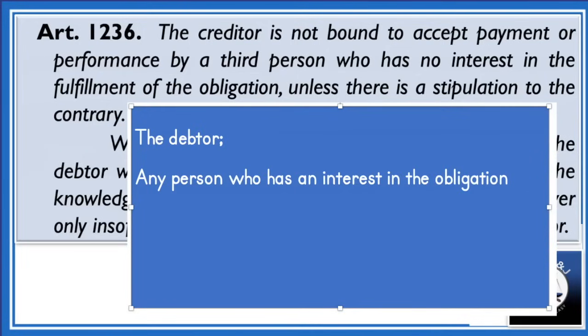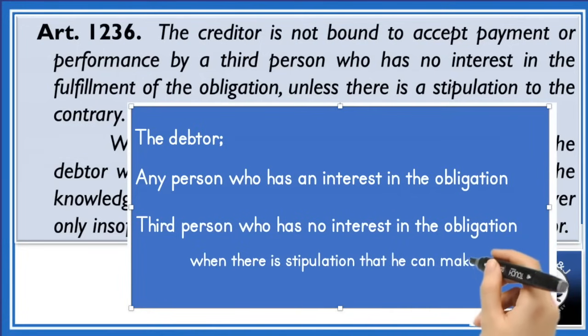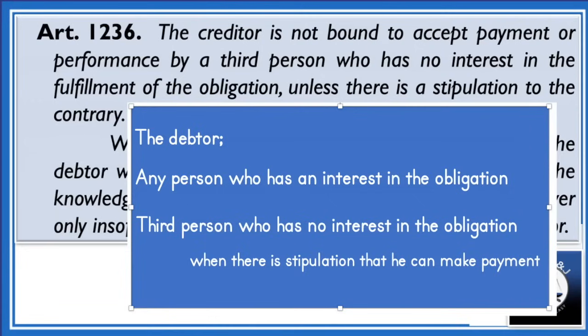Then, third, the creditor is also bound to accept payment from a third person who has no interest in the obligation when there is a stipulation that he can make payment. Okay? Pag third person or si stranger na wala namang interest dito, si creditor is bound to accept payment kahit na wala siyang interest sa obligation, kung mayroon namang stipulation that he can make payment, nasa agreement nyo na pwede. Okay? That's paragraph 1.